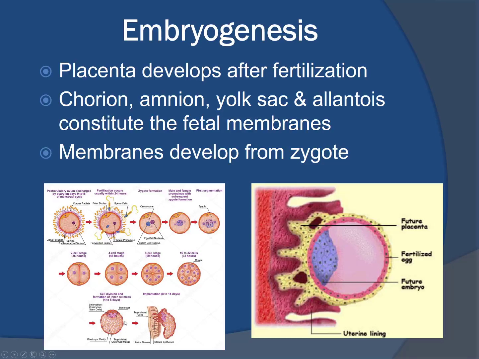This lining is the trophoblast, and because the blastocyst has a cavity, this is the blastocyst cavity. When the blastocyst anchors into the uterine lining, you can see that this is the inner cell mass, the future embryo, and this is the future placenta. This trophoblast is going to anchor into the uterine lining, or endometrium.